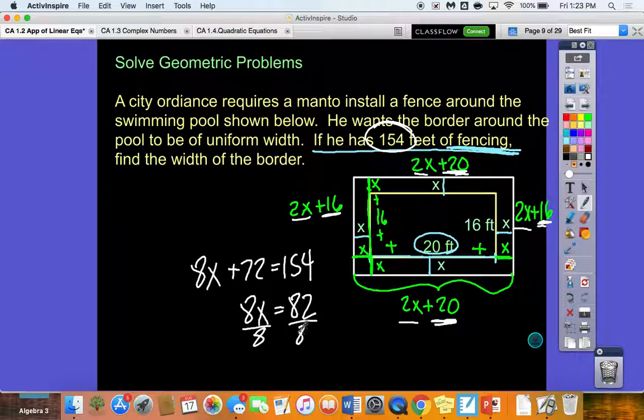All right, if I divide that out, divide by 8, I got 10.25, and that is feet. So you got 10 and a quarter. And that's basically all you have to do.